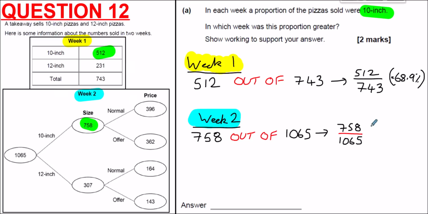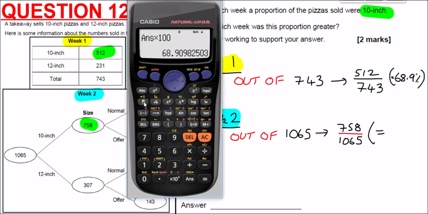And so that's it as a fraction, which we can convert to a percentage in the same way. We can write it down on the calculator, 758 over 1,065. And we can multiply that by 1,000, sorry, by 100, and we get about 71.2% to one decimal place.